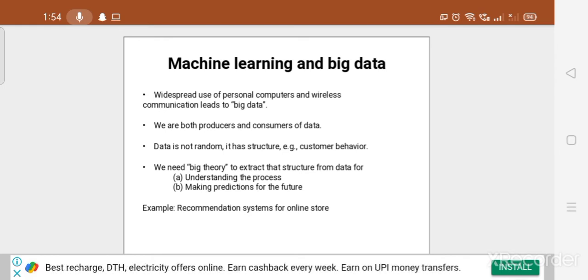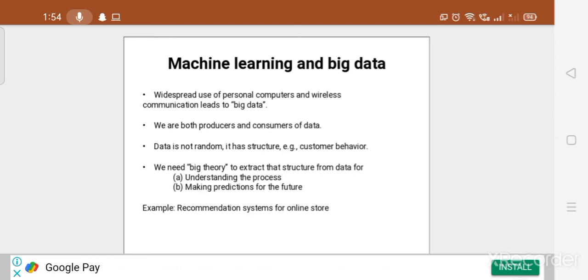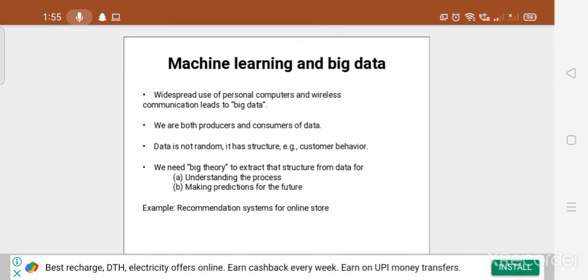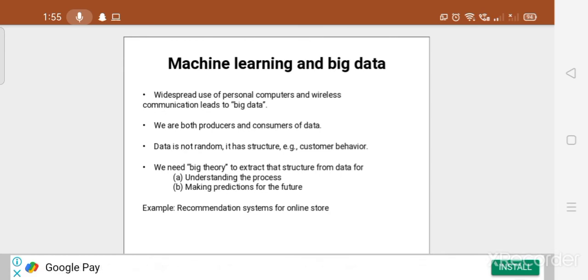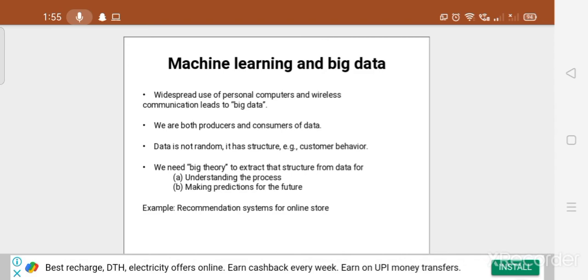For what purpose do we have to extract the structure from the data? For understanding purposes, right? If we consider any college and the whole college data is given to us, and I want to find out only B computer students' data, that is nothing but the structured data we have to extract from that random data, so that it will be easy to understand and make predictions for the future. If I want to find out the highest percentage student from the computer department, then it's very easy to find out from the structured data. Clear? An example is a recommendation system for an online store.